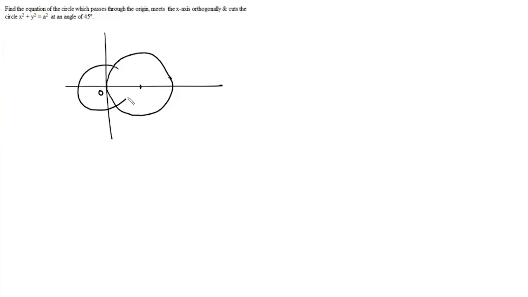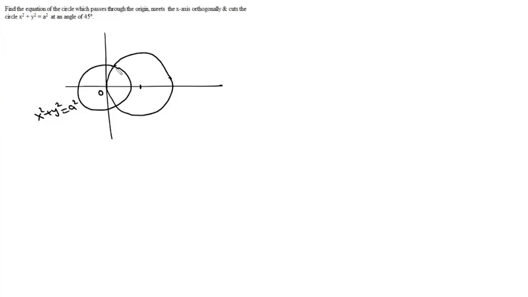Now here the question is, find the equation of the circle which passes through the origin, meets the x-axis orthogonally, and cuts this circle at an angle of 45 degrees. So we have this circle which passes through the origin and meets the x-axis orthogonally. That means the x-axis is going to be normal. So the center of this circle lies on the x-axis, and it intersects this other circle x square plus y square equals a square at 45 degrees.